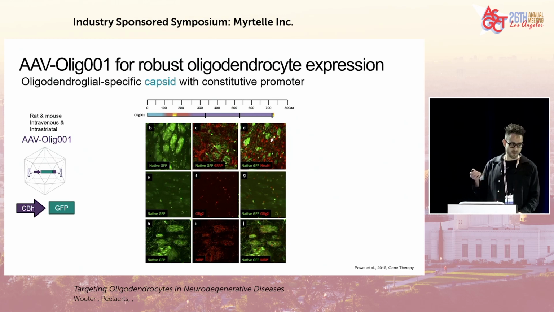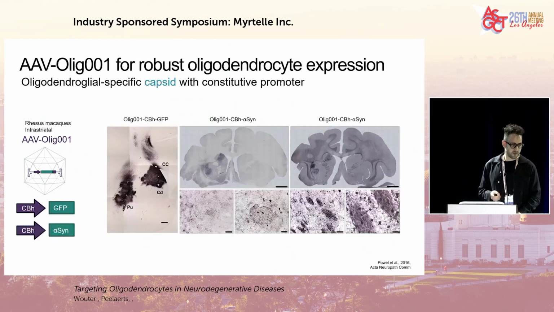And so by injecting this library, the authors were able to select a serotype that targeted specifically oligodendrocytes in the striatum. By isolating again from the striatum, they found the OLIG-001 serotype that binds specifically with oligodendrocytes, and where you can just use a constitutive promoter, the CBH promoter, to drive robust expression in vivo.